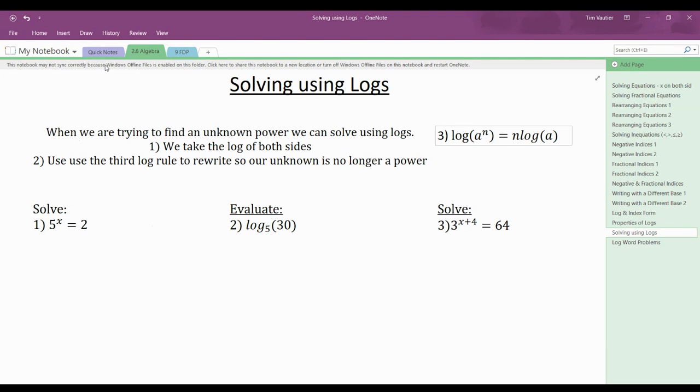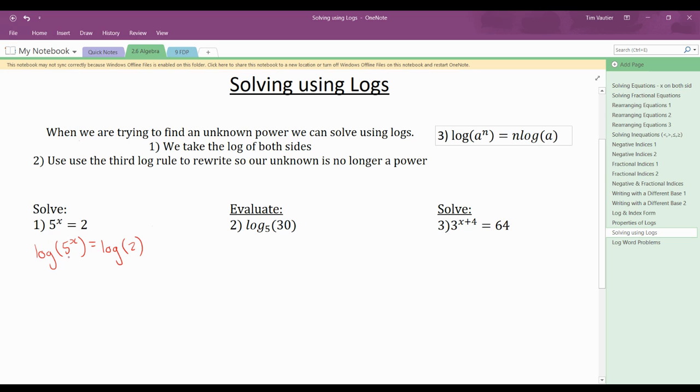In this video, we are looking at solving some problems using logs. Logs are useful whenever we want to solve a problem where we're trying to find an unknown power. What we do first of all is take the log of both sides, and so we end up with log 5 to the power of x being equal to log 2. The reason we can do this is kind of like solving equations: we can do stuff to both sides and keep our equation balanced.